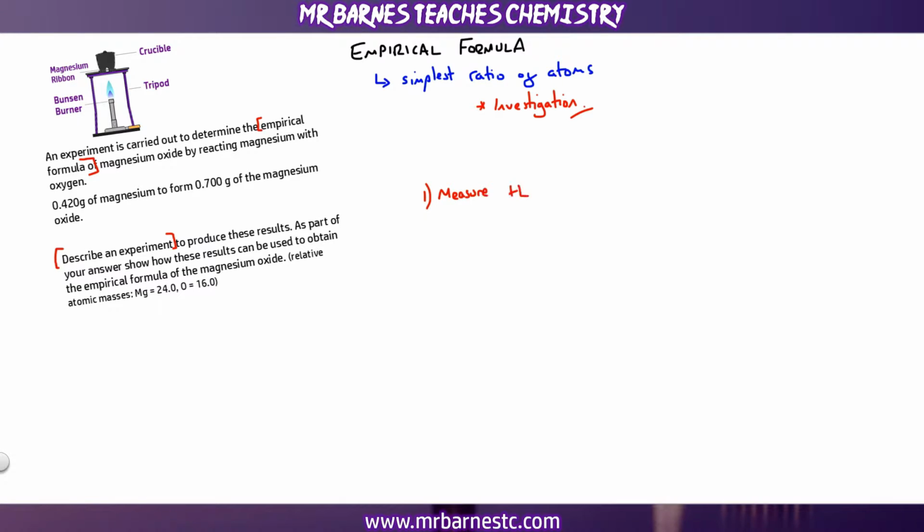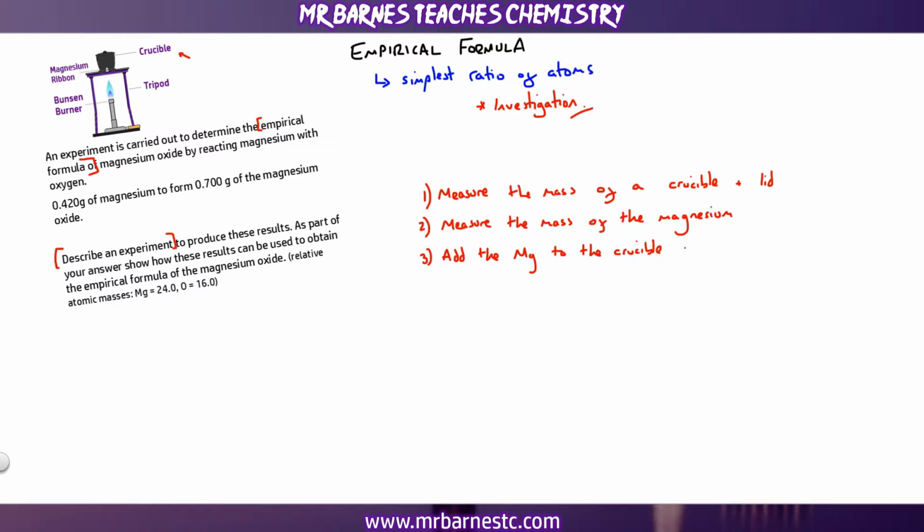So the first thing, you want to measure the mass of your crucible and your lid. That's this thing up here. Once you've done that, you need to measure the mass of your magnesium and then add the magnesium to the crucible and heat strongly. So when you do that, the magnesium will start to react and it will turn into your magnesium oxide. During the reaction, lift the lid so it replenishes the oxygen, adds it back in, otherwise it will not finish the reaction and you won't get good enough results.